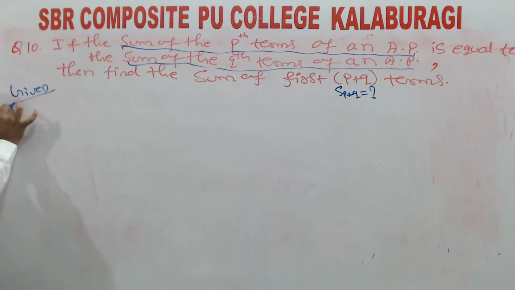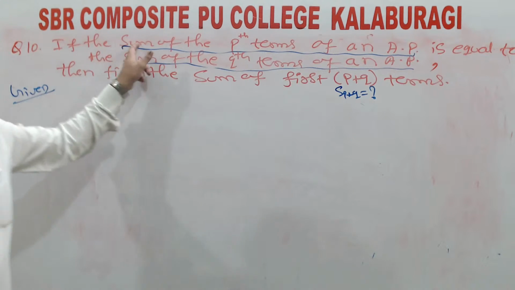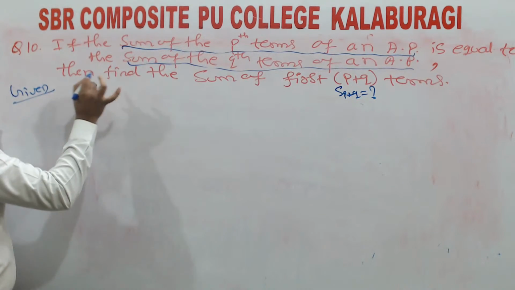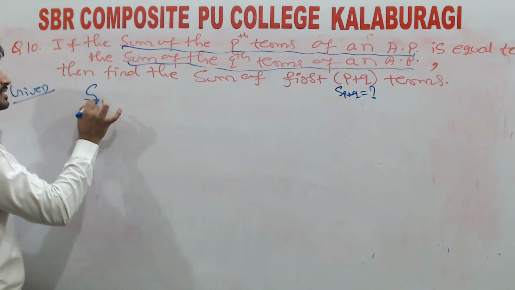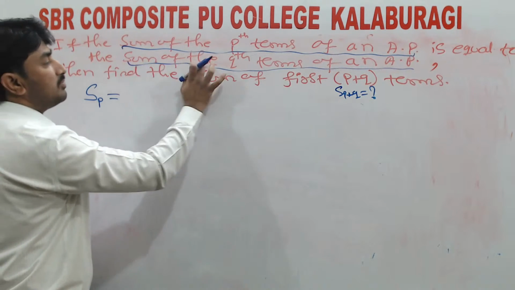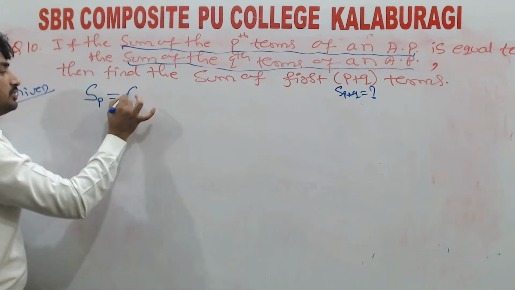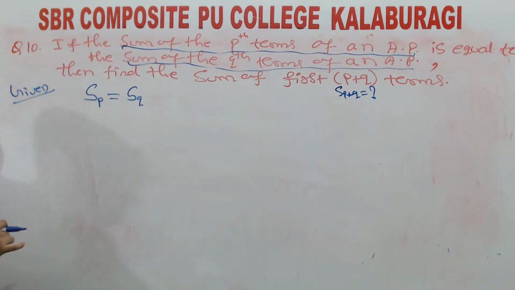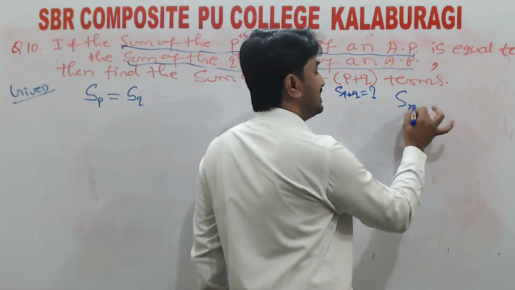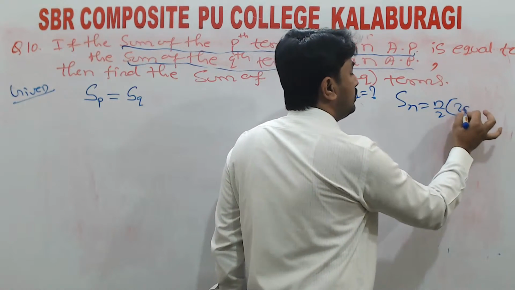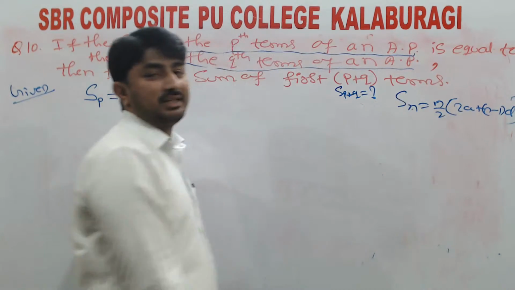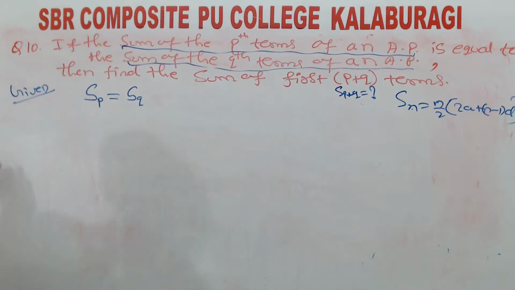Given the sum of the pth term, it means S of the pth term. Sn, in place of n I am taking p, is equal to the sum of the qth term, which means Sq. Here we already know the general formula Sn = n/2 [2a + (n - 1)d]. Replace n by p and q, and you will get the sum values.